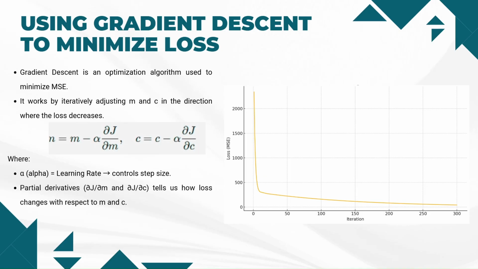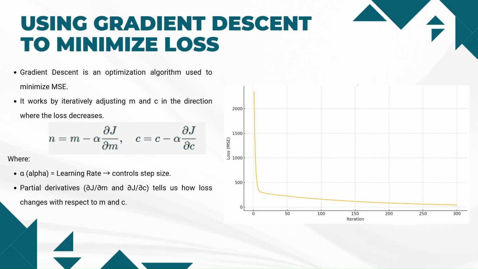Gradient descent is an optimization algorithm to minimize the mean squared error. It works by iteratively adjusting the values of m and c in the direction where the loss decreases. The formula is m = m - alpha ∂J/∂m and c = c - alpha ∂J/∂c.